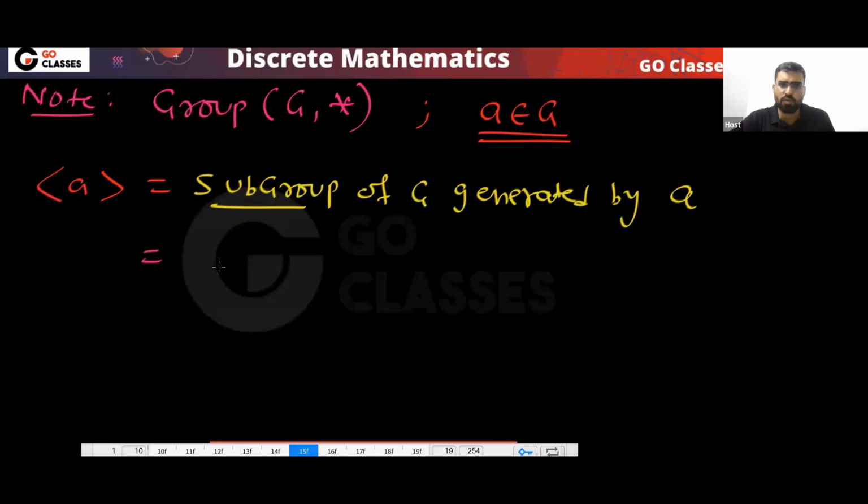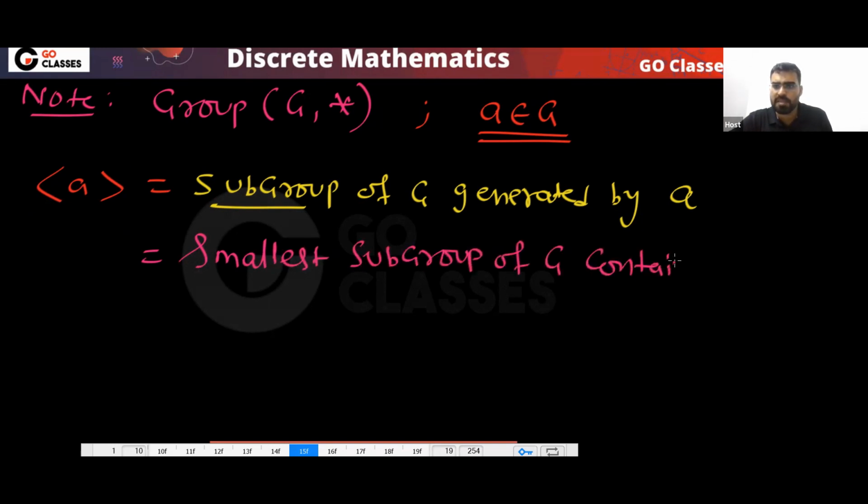And what is the definition? Can anyone tell me? Remember, this is a subgroup of G, which is generated by A. I can say this is the smallest subgroup which contains A. Another way to say it is the smallest subgroup of G that contains A. This is another definition.